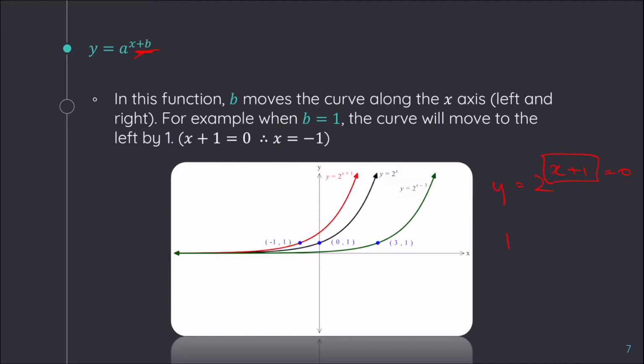So for the first one, we know that x has to equal -1 for it to equal 0. That means -1 and 1 is the point that we're looking for. If in this case, x minus 3, that means x has to equal 3 for that to equal 0. So then we get this point. So by looking at this point, where the y-intercept should be, we know that the graph is moving left or right. Everything else is the same.